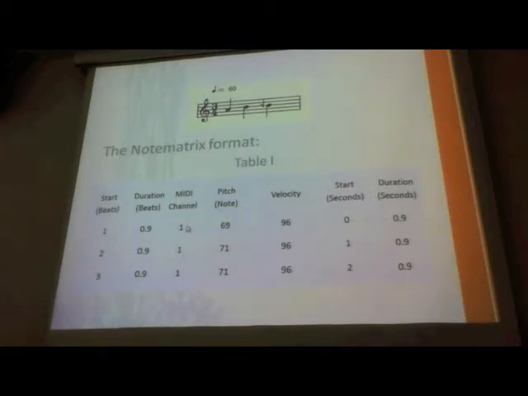The MIDI channel field is, as you know, there are 16 possible values, and this parameter, pitch or note parameter, is MIDI note number. As we can see, this one is 69. And velocity takes a value between 0 and 127 and denotes the volume of the sound.